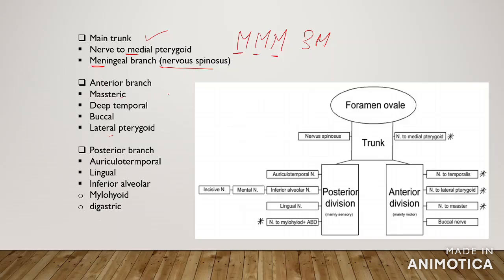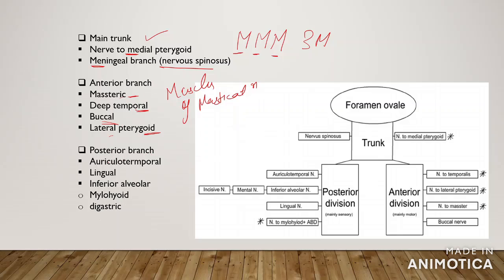From the anterior branch, how to remember this? See, it is going to supply mostly your muscles of mastication. So what are the muscles of mastication? Masseter, temporalis, lateral pterygoid, right? Apart from that, we can remember the buccal, a long buccal nerve. So these are the branches of the anterior branch.